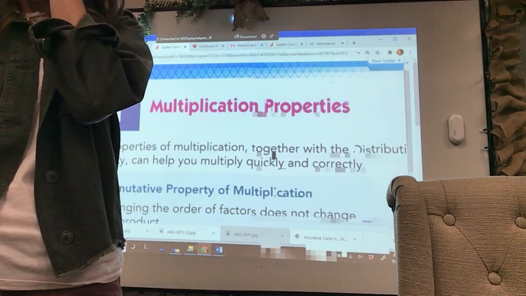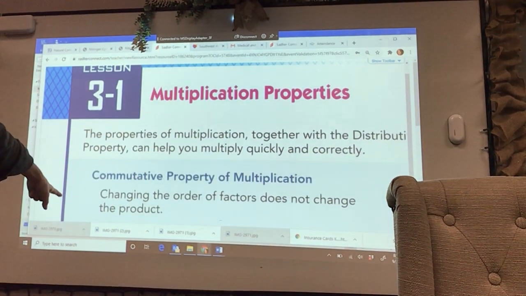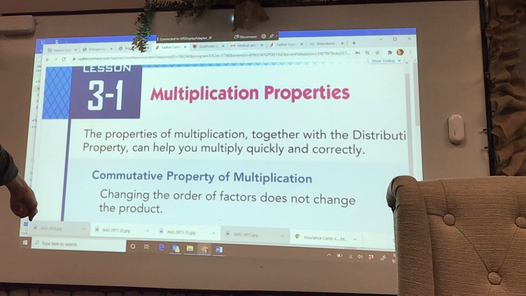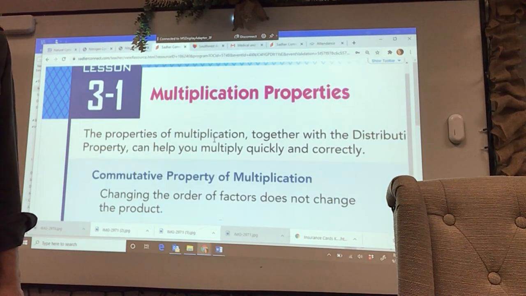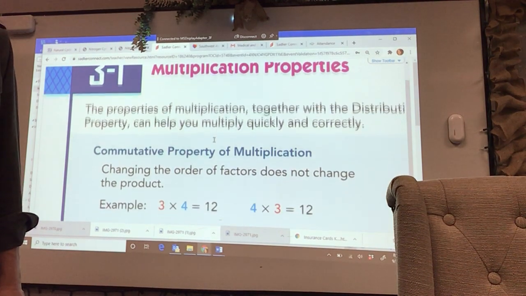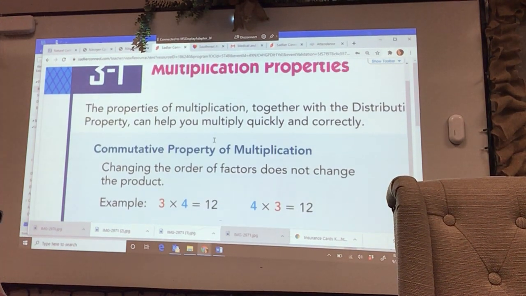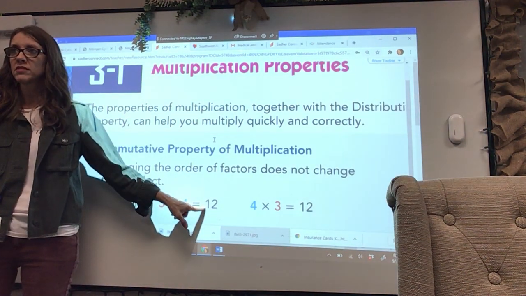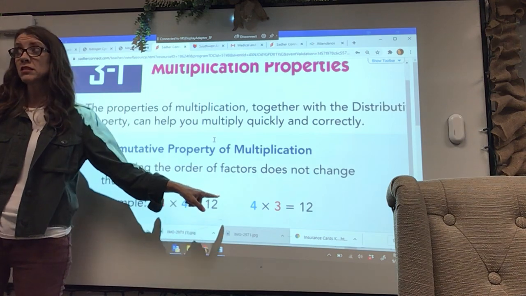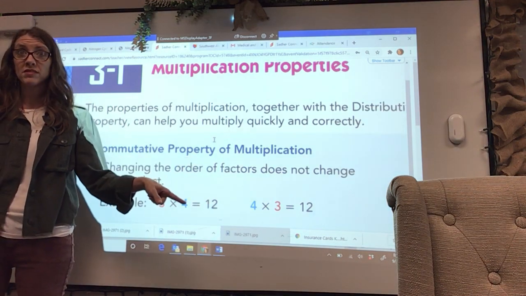Okay, so let's look at this. Commutative property of multiplication means changing the order of the factors does not change the product. All right, let's look at some examples. All right, nobody should have your pencil in your hand yet. Let's look at our example right here. 3 times 4 equals 12, the same as 4 times 3 equals 12.